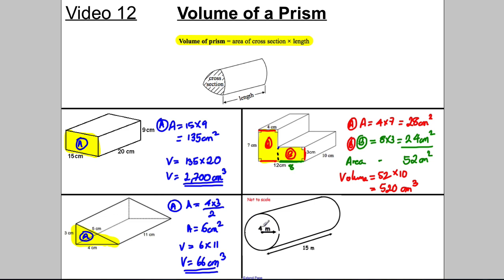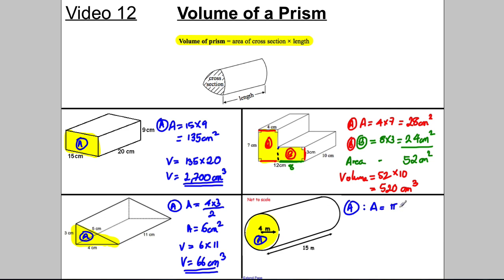And the last one, we've got a cylinder here. So what we'd like to do is work out the area of the circle at the front and multiply it by 15 to get the volume. So we'll call this the circle A. To get the area A, the area of a circle is pi r squared. Remember that formula, you need to learn that.